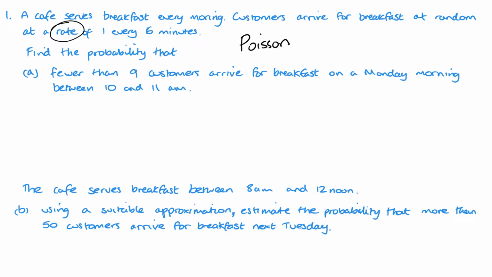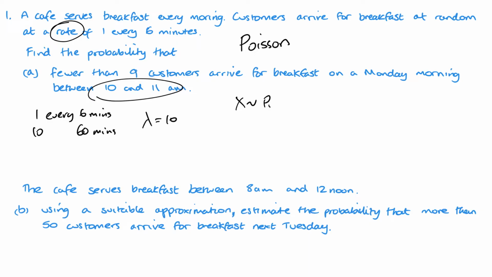Now for part A, we've got between 10 and 11 a.m. So that's 1 hour, isn't it? 60 minutes. So we think 1 every 6 minutes. So in 60 minutes, there will be 10. So my lambda is 10. So we're looking at our distribution as follows. X is distributed using Poisson, where our parameter is 10.